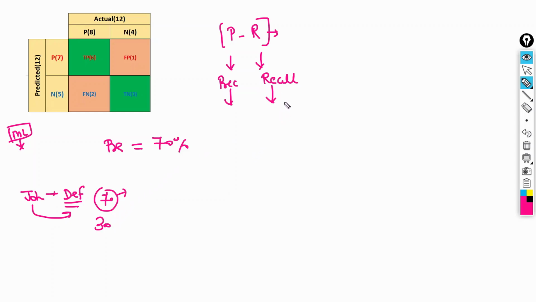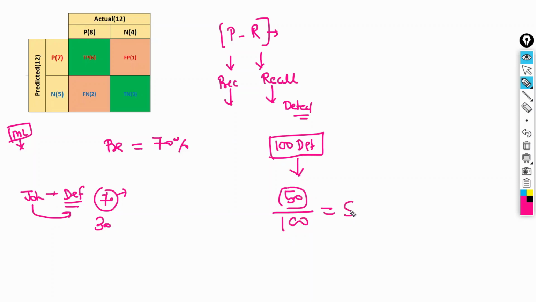And recall is a detection rate. Detection rate means that in actuality I have 100 defaulters in my system. Out of 100, how many correct defaulters is my model able to detect? My model is only able to detect 50 defaulters. So what would be the recall? My model detects only 50 out of 100, so it will be 50% recall. So that is recall and precision.